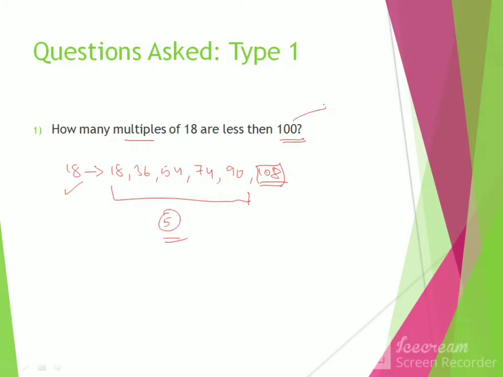But what if this number gets bigger, like 250 or anything like that? So let's check with this 100 only. If we simply divide this 100 by 18, we can get the count directly. You can read the 18 table 5 times. In that way the numbers will be less than 100.